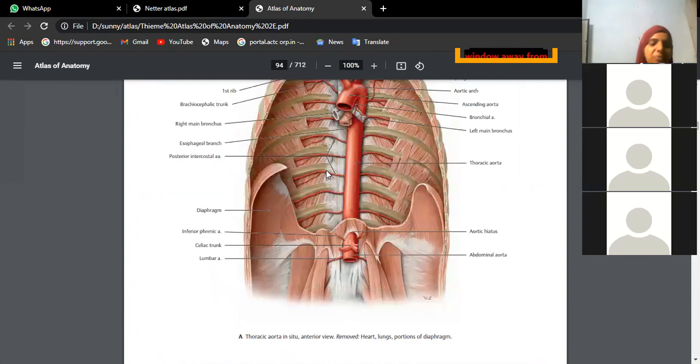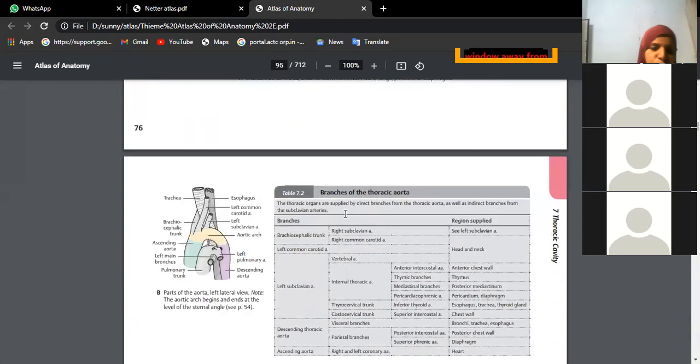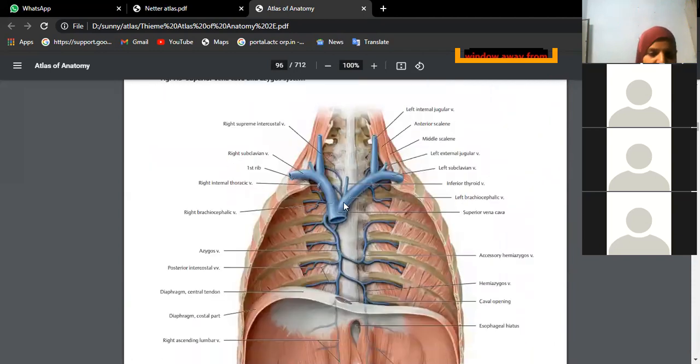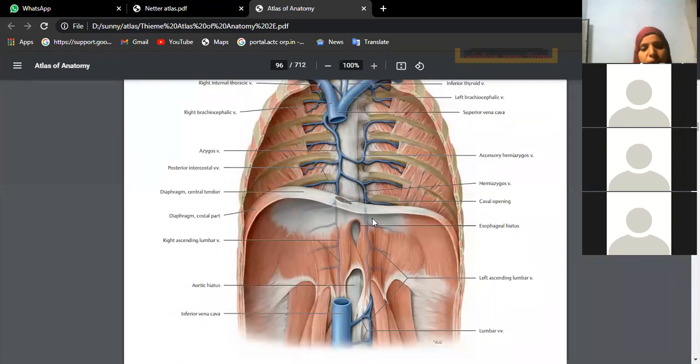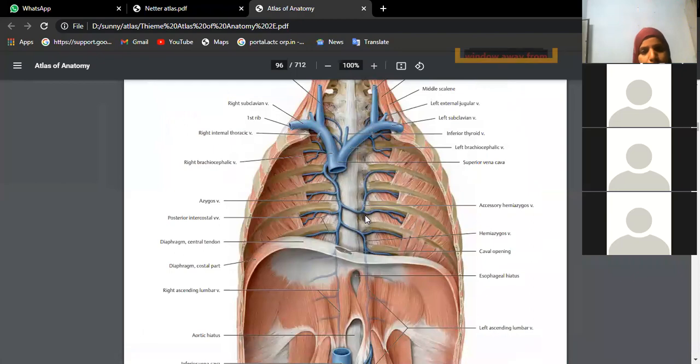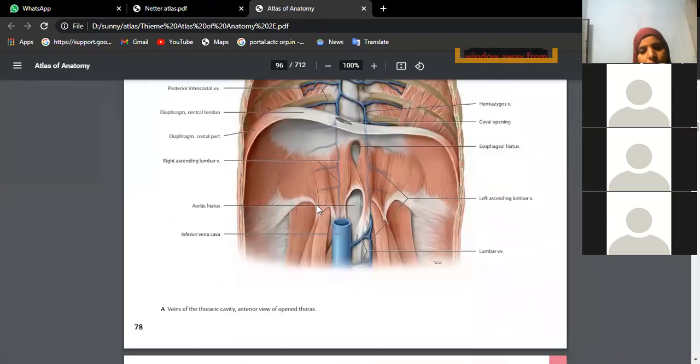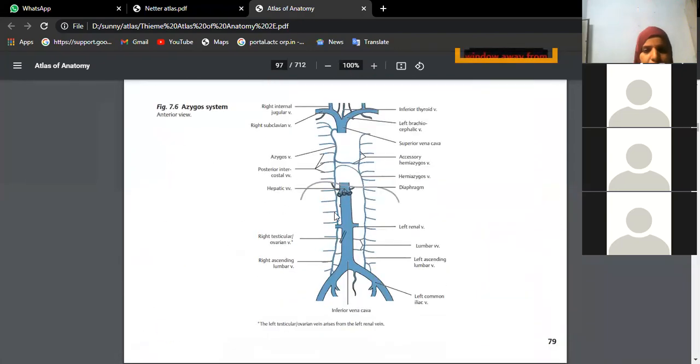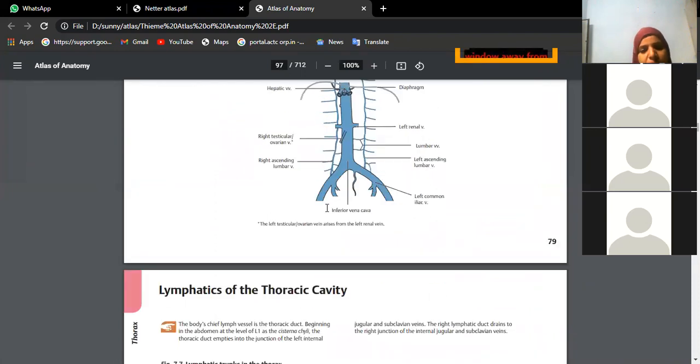Those form the azygous system of veins, which are not shown here. But as we proceed, definitely diagrams will be there. See, these intercostal veins drain into the azygous, hemiazygous and accessory hemiazygous, right? So this is the azygous system of veins corresponding to the intercostal arteries. This is the partition between thorax and diaphragm. This is all the azygous system of veins.